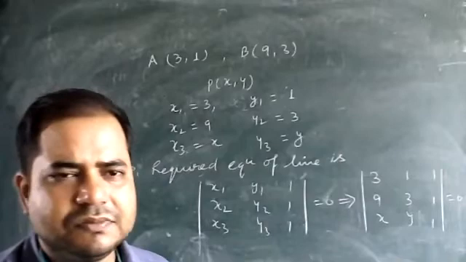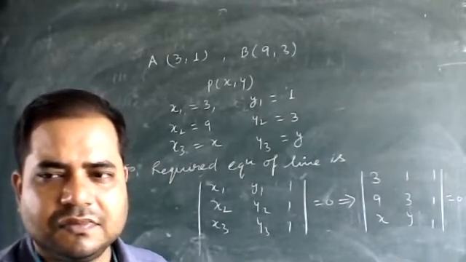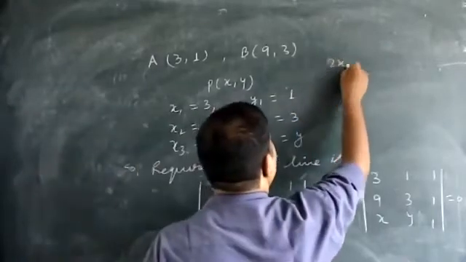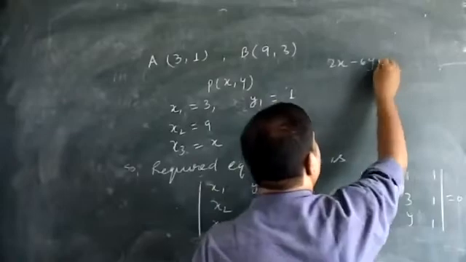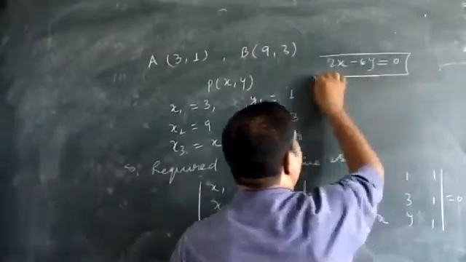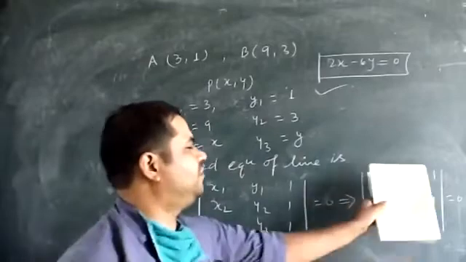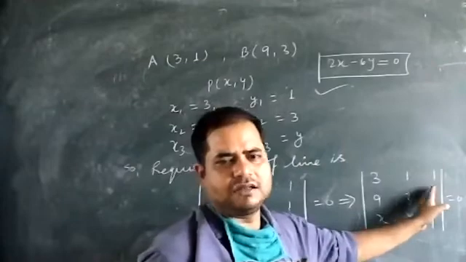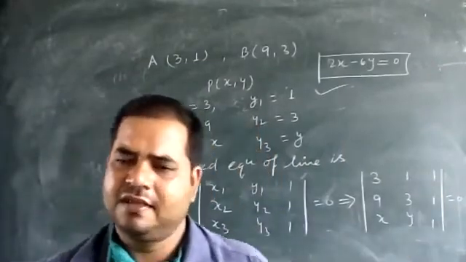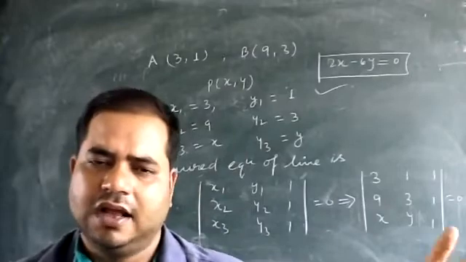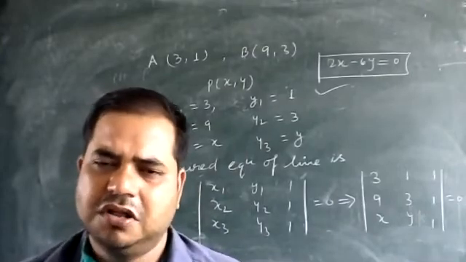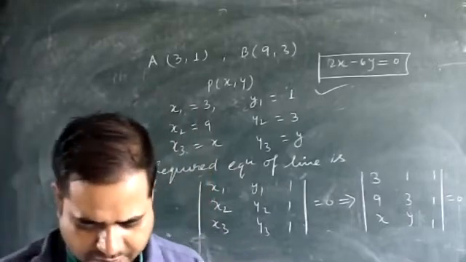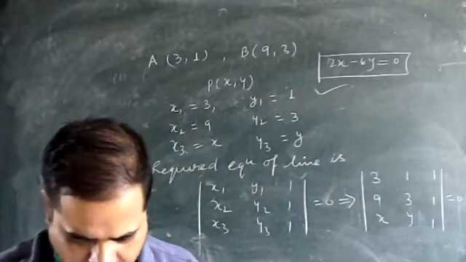Can you solve this? 2x minus 6y is equal to 0. Very good. This is so simple, because 1, 1, 1 is there. Either you apply the row operations, R1 goes to R1 minus R2 and R2 goes to R2 minus R3, and then two elements of a column are 0, and then you can easily solve and get the answer. So what is the answer?